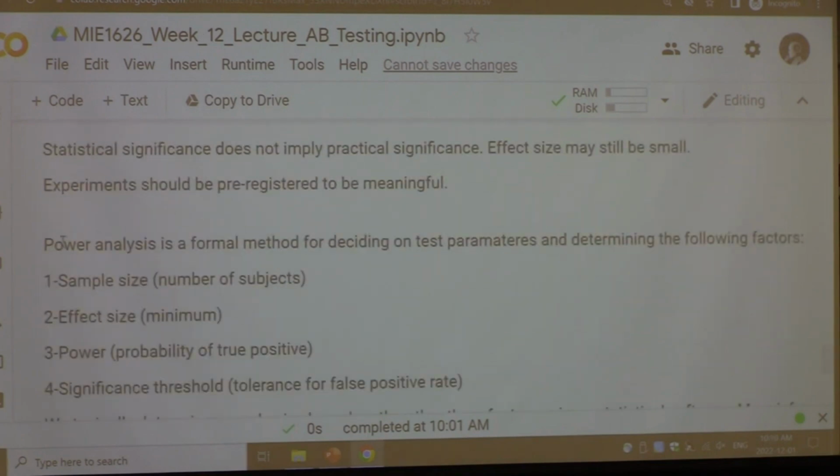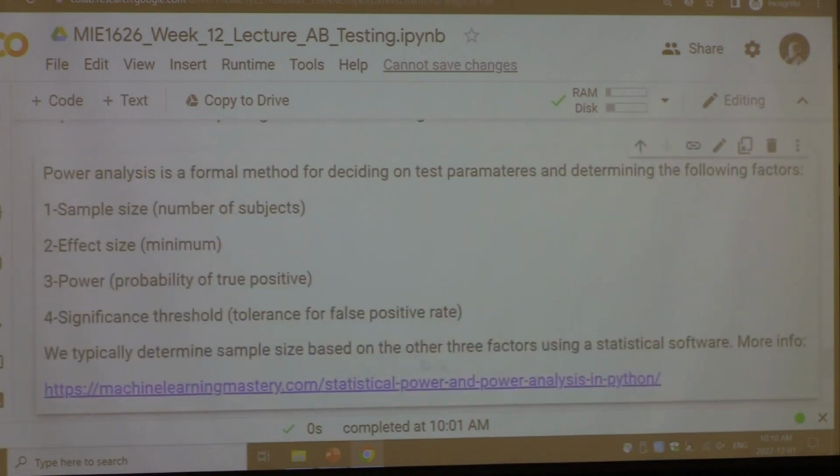So there's also a concept of power analysis, which is beyond this course, but there's a link to some discussion on power analysis that allows us to determine the sample size. So usually we determine the sample size based on the minimum effect size that we want to be able to measure, the probability of true positive, which is 1 minus beta, or power of the test, and significance threshold, which is our tolerance for false positive rate or type 1 error. So usually we have some values for these three, and based on these three values we decide what the sample size should be. And you can get more information from this link. Any questions?